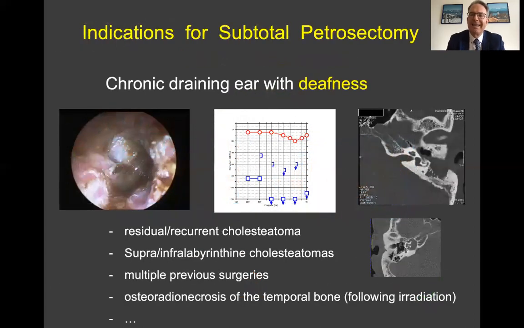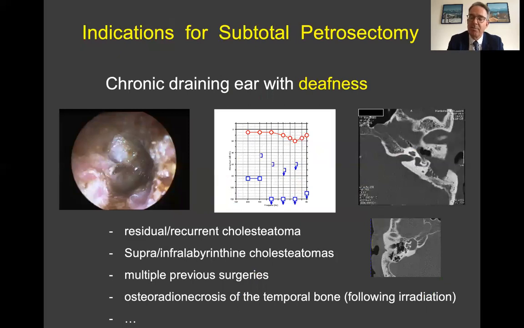Now, what are the indications to perform these surgeries? Number one indication are chronically draining ears with a severe hearing loss or even total deafness. This can be due to recurrent cholesteatomas. They're usually patients who had multiple surgeries before, usually always elsewhere, of course. But these are patients who do not fit the criteria for any hearing rehabilitation.